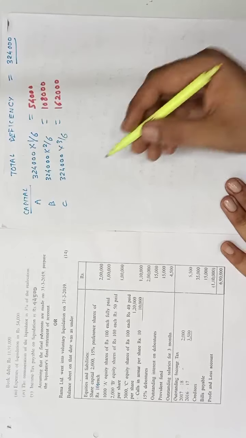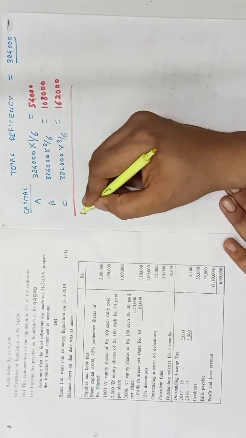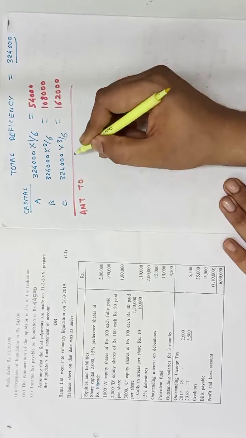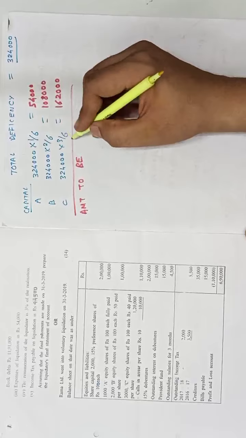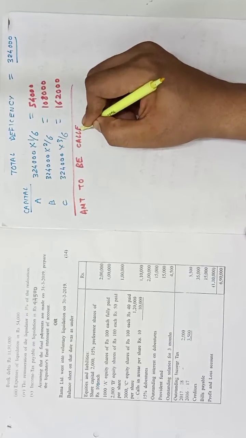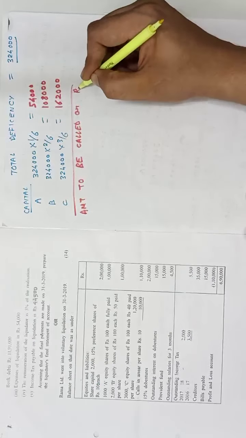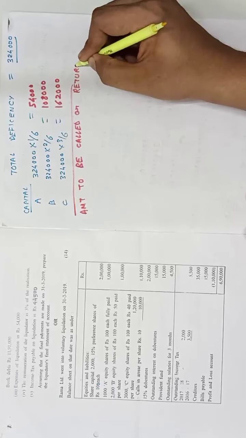So we'll move on to the next step, that is the amount to be called or returned. Just go in the same system for every sum, students, it will be helpful to you. Amount to be called or returned.